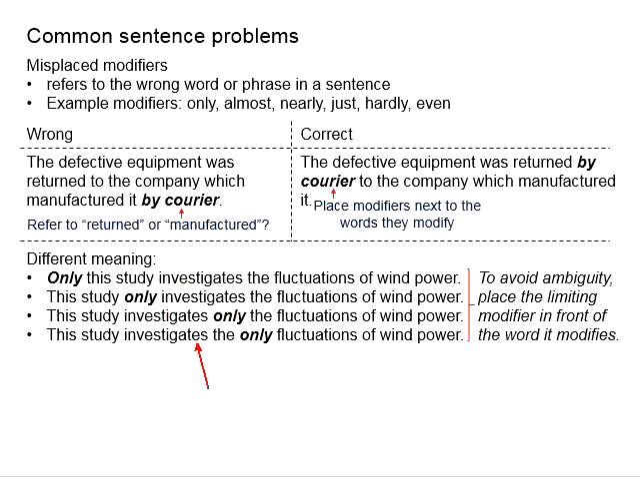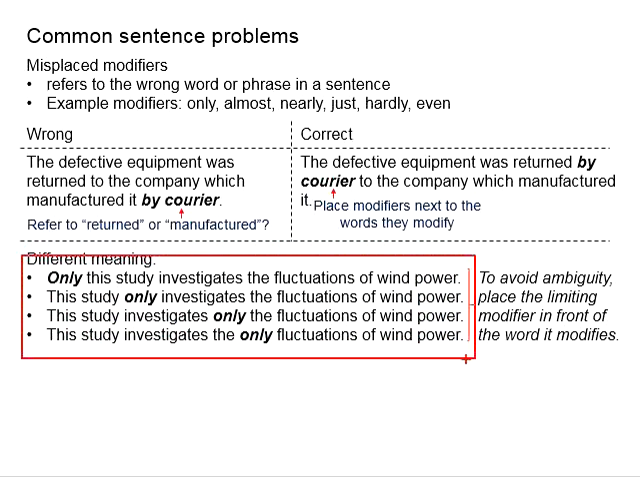If you look at the fourth sentence, this study investigates the only fluctuations of wind power. It means that there is one and only fluctuations of wind power within the field of study, and this "only" is put here. It is modifying the fluctuations of wind power instead of modifying the investigate or modifying the study. With that, you see three different modifying methods.